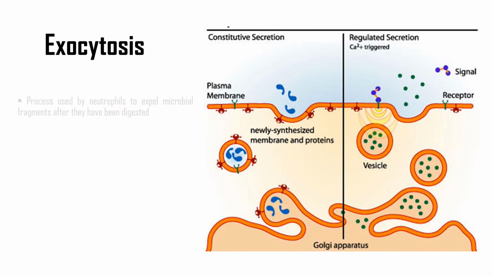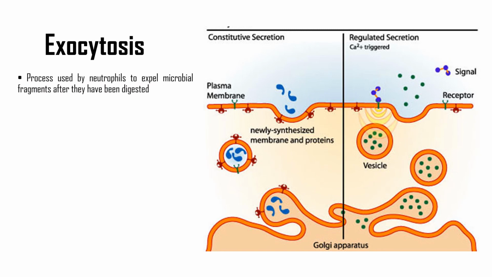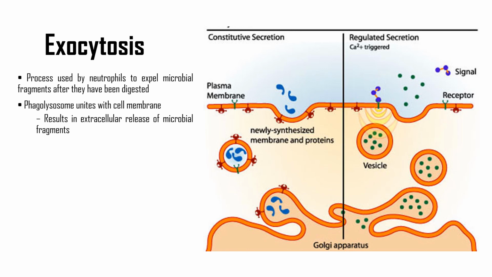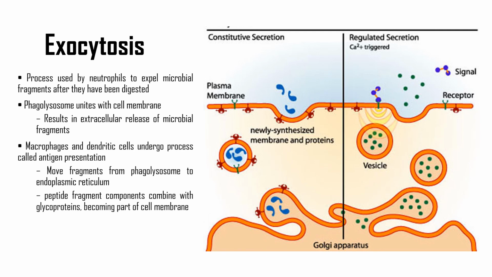Exocytosis. The process used by neutrophils to expel microbial fragments after they have been digested is known as exocytosis. Phagolysosomes unite with the cell membrane, which results in extracellular release of microbial fragments.